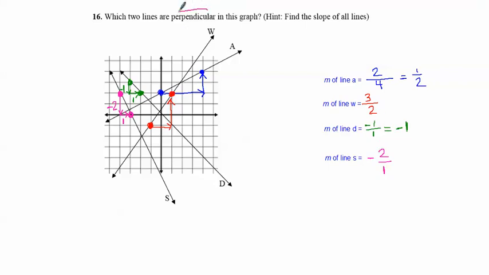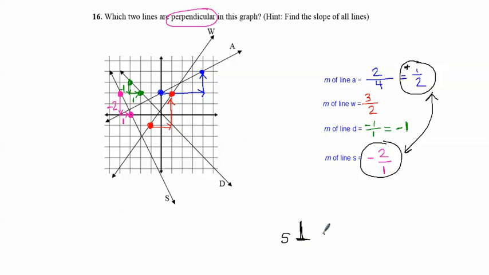For us to find which lines are perpendicular, they need to have negative reciprocal slopes, which means they need to be flipped versions of each other, one positive, one negative. The only ones that I see that happening for are slopes of line A and line S. They are flipped versions of each other. One's 1/2, the other one's 2 over 1. This top one is positive, this bottom one is negative. So I would say that S is perpendicular to A.